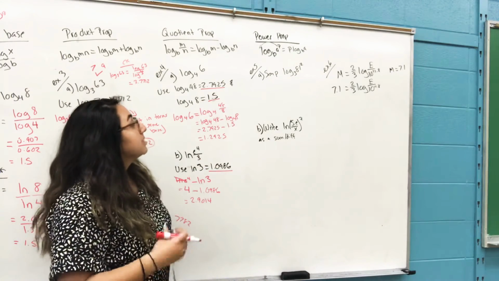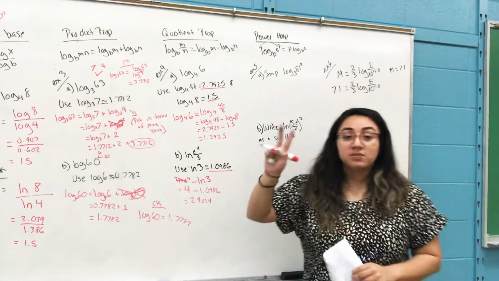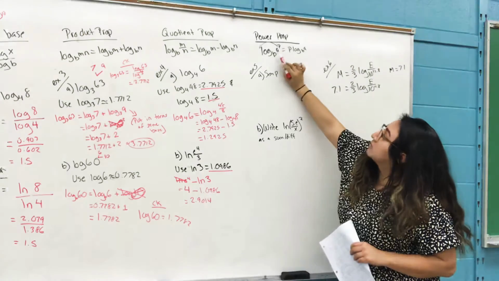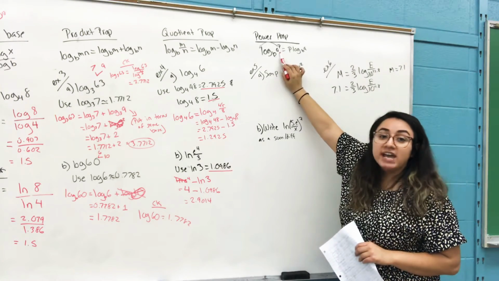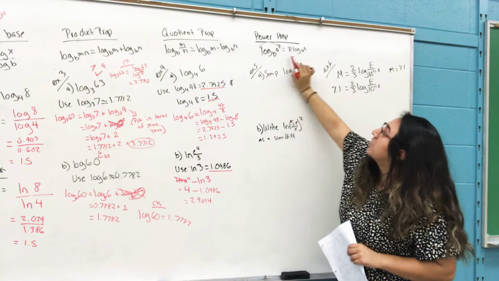Power property. This is one of my favorites, very easy. When you're multiplying, you add. When you're dividing, you subtract. When you have a power, so log base b of a to the p power, this exponent now becomes a number in front.